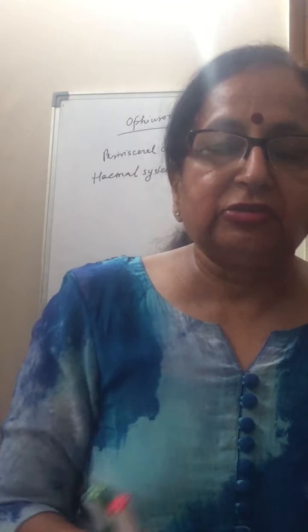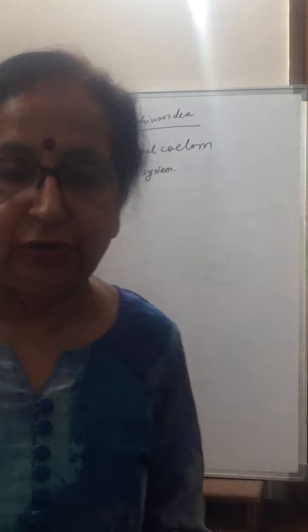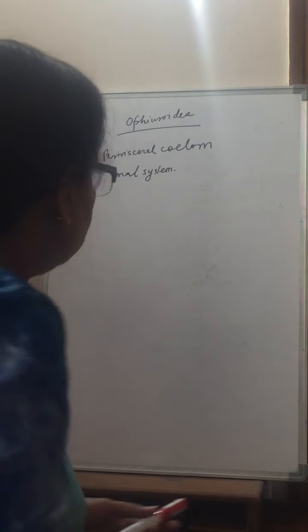So today we are going to take up coelom, perivisceral coelom, and it is one and the same thing, perivisceral coelom or visceral coelom and coelom. Then perihemal and hemal systems in the case of ophiuroids or brittle star. So now what is it?